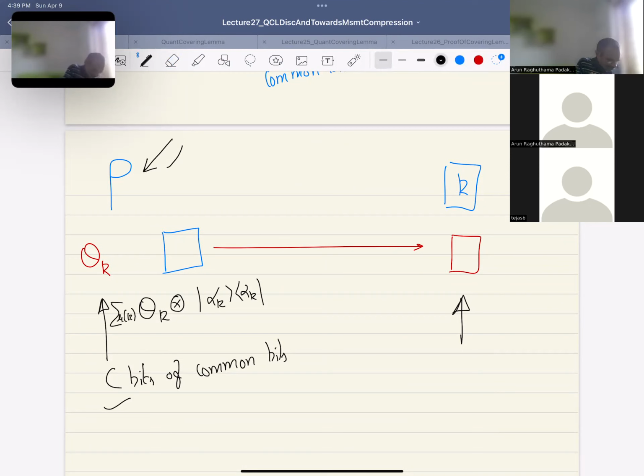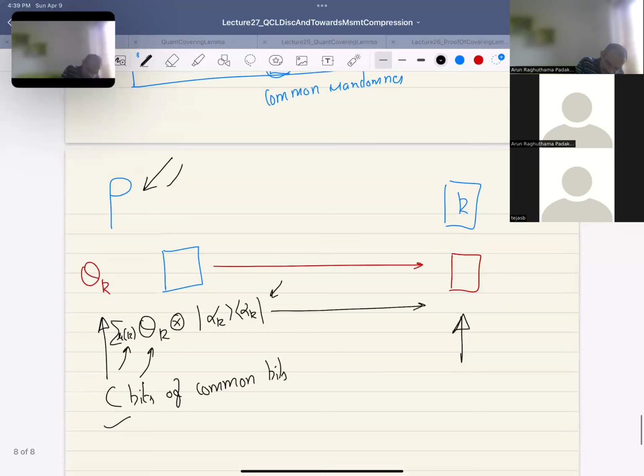Let's say she does some other measurement. She will get an outcome alpha k with probability rk, and the quantum state is exactly theta k. She will send this alpha k to Bob. Bob will use the same C bits of randomness and the alpha k, and if he can come up with exactly the k that he would have got had Alice performed the original measurement, then we have essentially simulated the original quantum measurement, right?